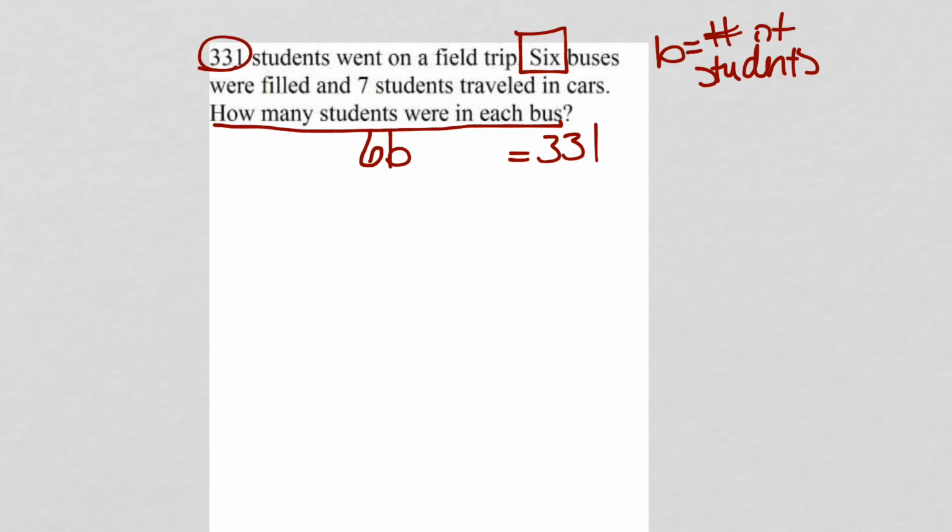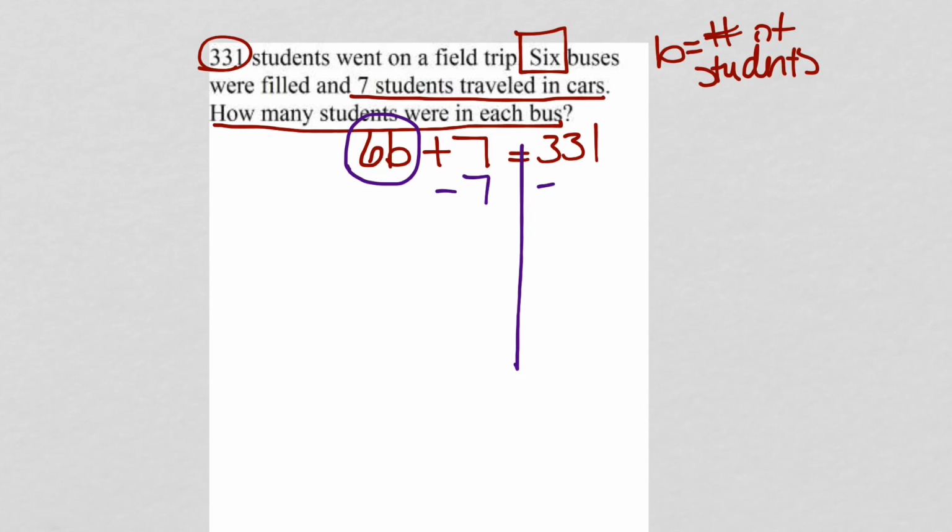Are those the only students who are traveling? No, because it outlines right here that 7 of them went via car. So I'm going to add to those 6 buses 7 students in order to get my total number. I'm going to draw my line, circle what I'm solving for. How do I get rid of the plus 7? Subtract 7 from both sides. 331 minus 7 is 324.